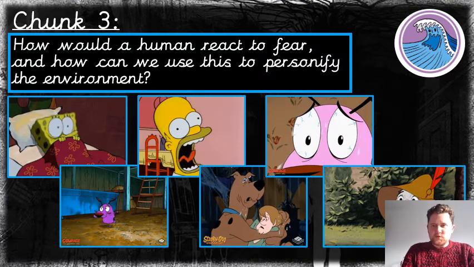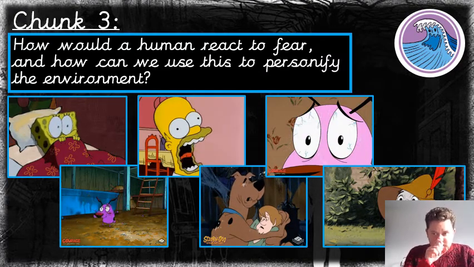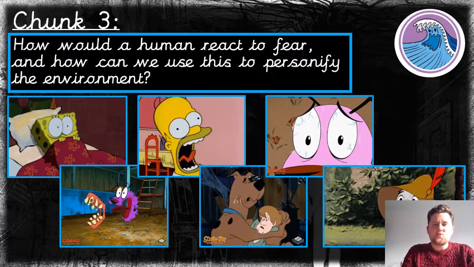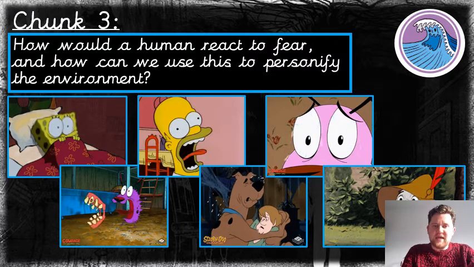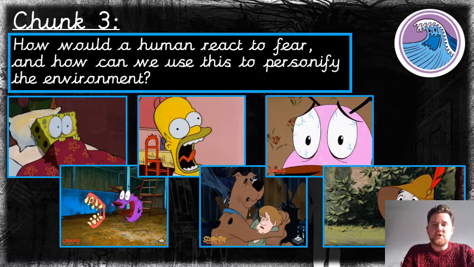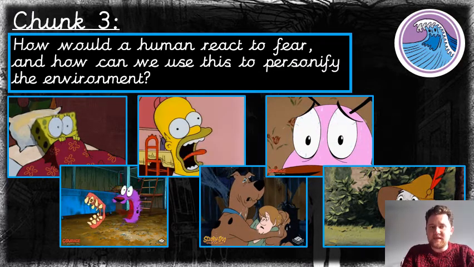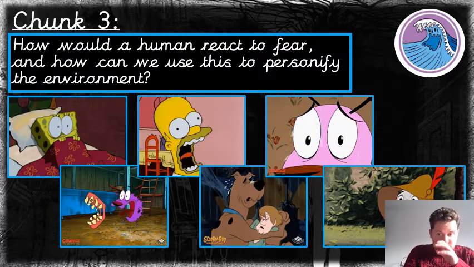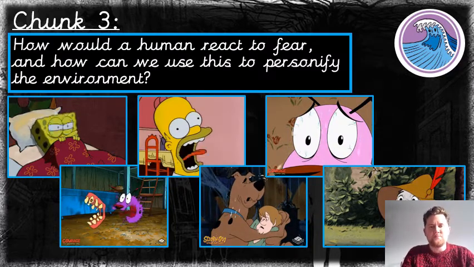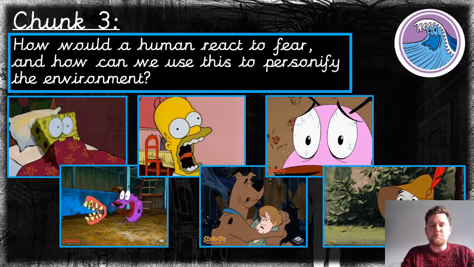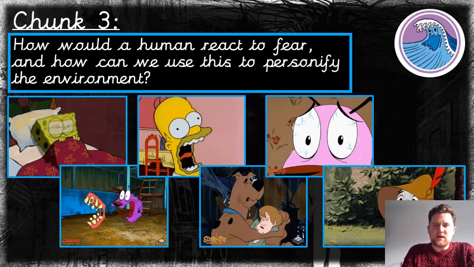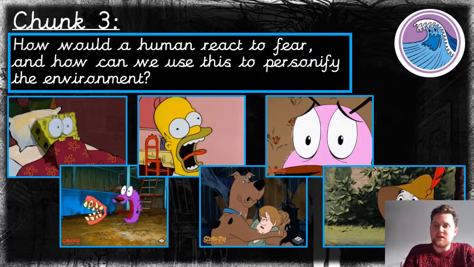So, what I want us to do now is use pathetic fallacy, which is when we personify the environment to mimic a feeling. So what I've got here is some different GIFs of characters from cartoons reacting to being scared, showing their fear. I want us to think about how we can show these emotions through the environment. In the first one, I've got a GIF of SpongeBob SquarePants hiding under cover and shivering. So I'm thinking about how I can personify the environment to mimic that.